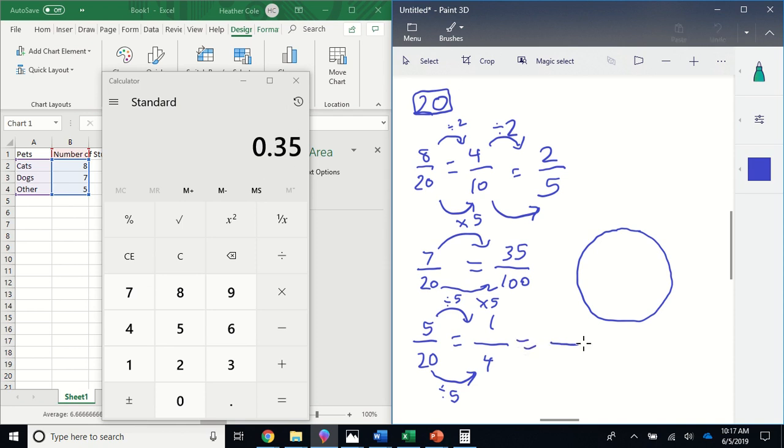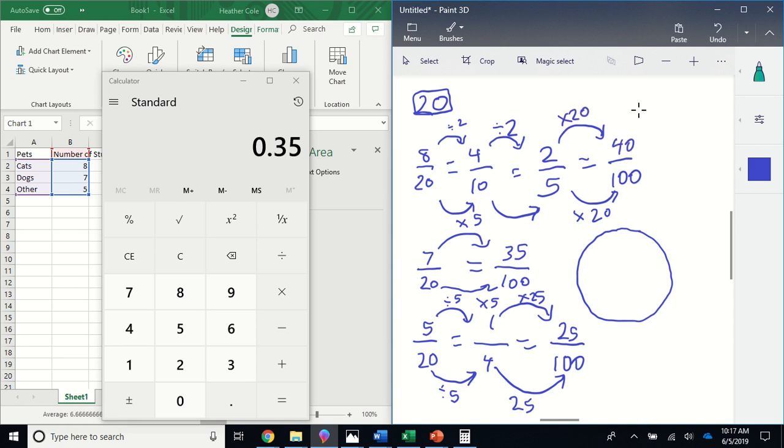And 1/4, 4 times blank gives me 100. 4 times 25. And 1 times 25 gives me 25 1/100ths, which is what I would expect. A quarter of $1 is 25. And 2/5, if I multiply 5 by 20, it'll give me 100. And if I multiply 2 by 20, it gives me 40. So 40 1/100ths, 35 1/100ths, and 25.